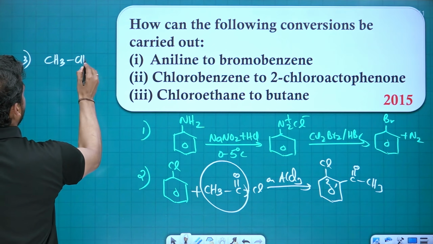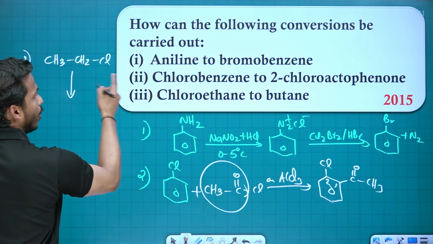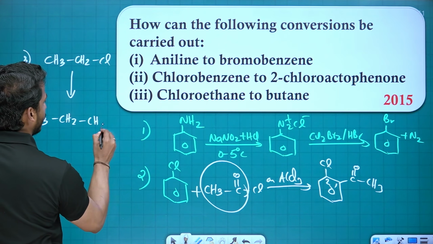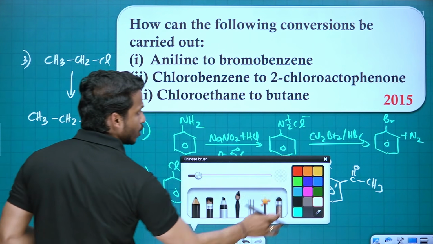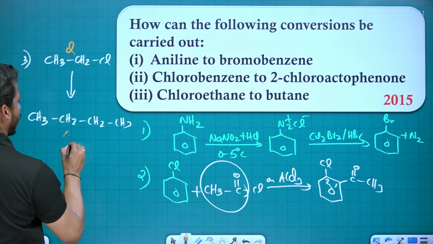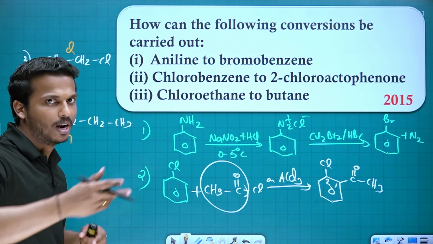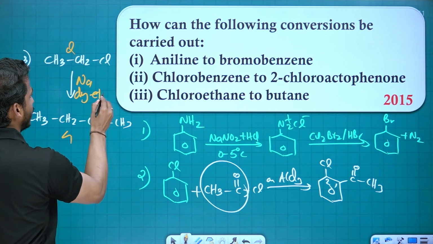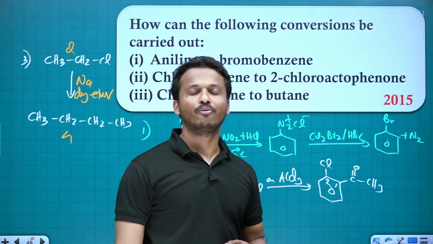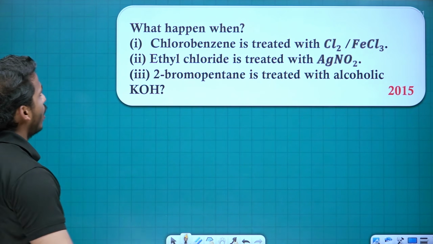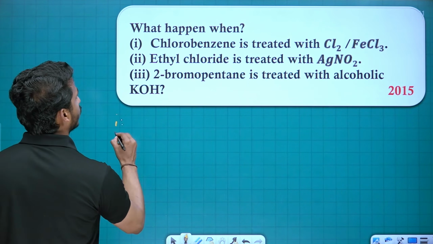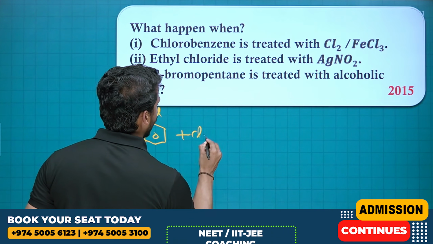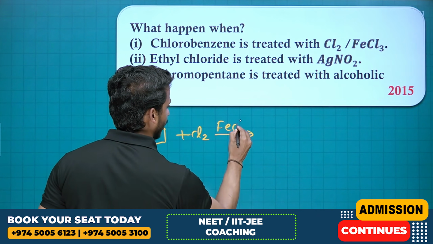What is the third one? Chloroethane. This is our chloroethane. How can you convert this into butane? Simple reaction, my dear, you already got it. There are only 2 carbons here and a total of 4 carbons here. You want to double it, that is the Wurtz reaction. Treat with sodium and dry ether. 2015 conversions are easy.